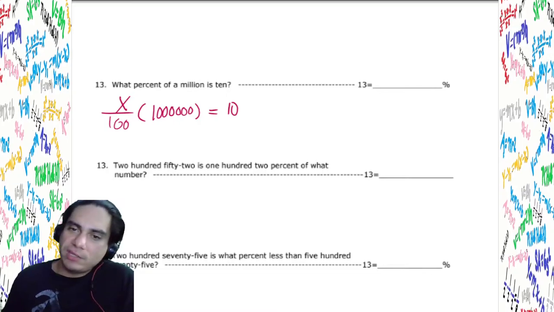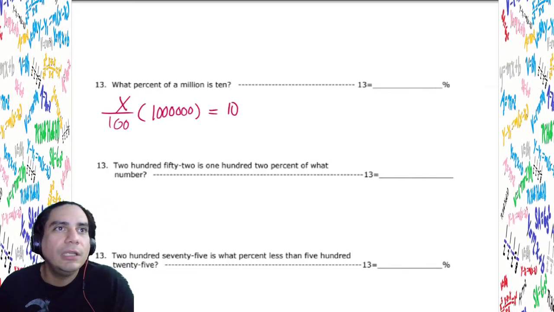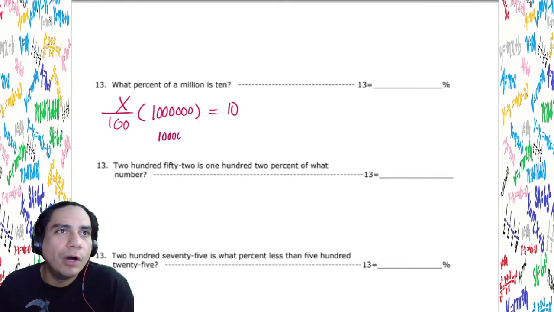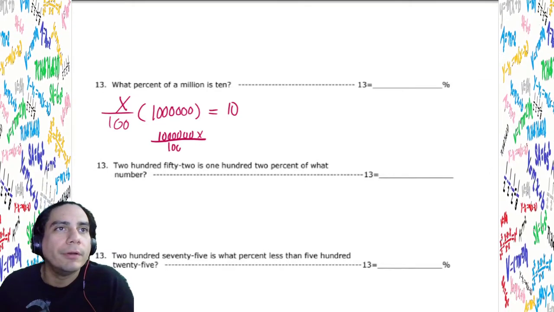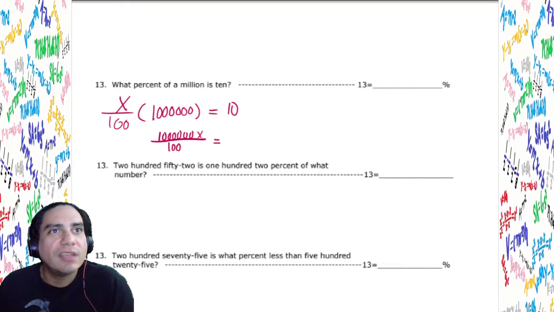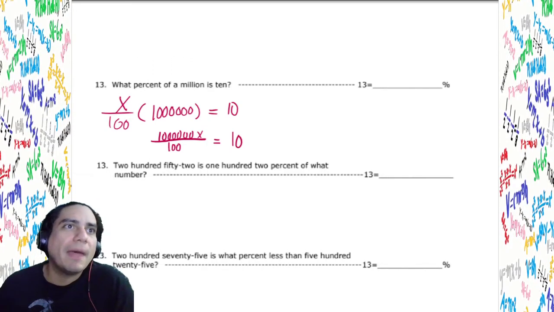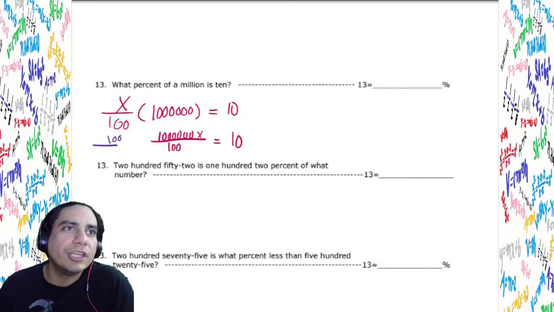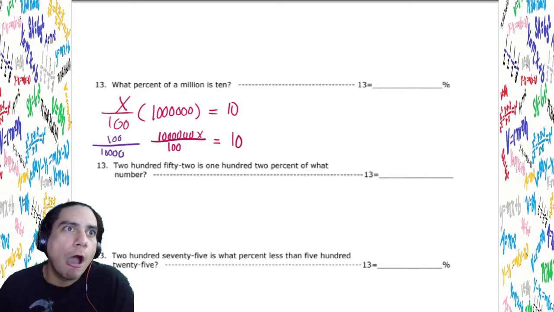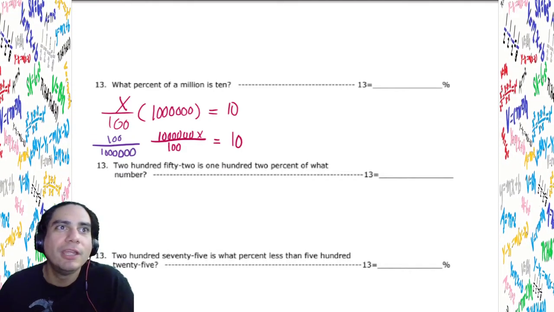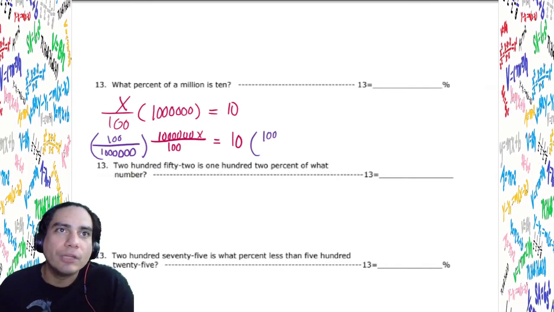No, my friends. Since we're multiplying X over 100 by 1 million, technically, we could rewrite this as 1 million X over 100. That's really what it is. And that's equal to 10. So when I say we multiply by the reciprocal, we could multiply both sides by 100 over 1 million. And whatever we do on the left, you best believe we're going to do it on the right.